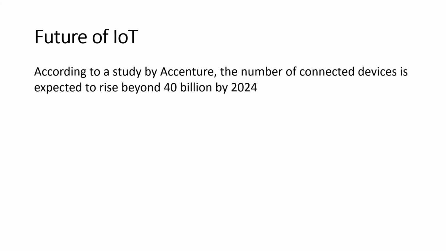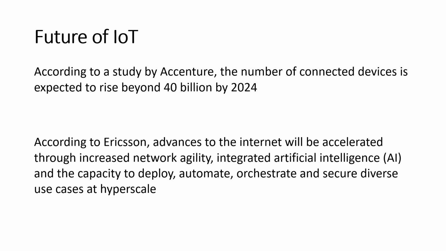What is then the future of IoT? According to a study by Accenture, the number of connected devices is expected to rise beyond 40 billion by the year 2024. And according to Ericsson, advances to the internet will be accelerated through increased network agility, integrated artificial intelligence, and the capacity to deploy, automate, orchestrate, and secure diverse use cases at hyperscales.